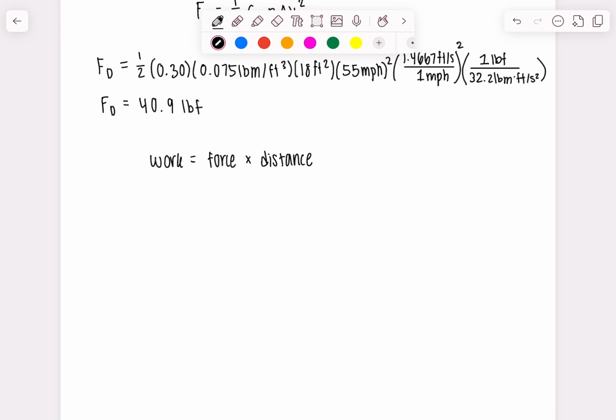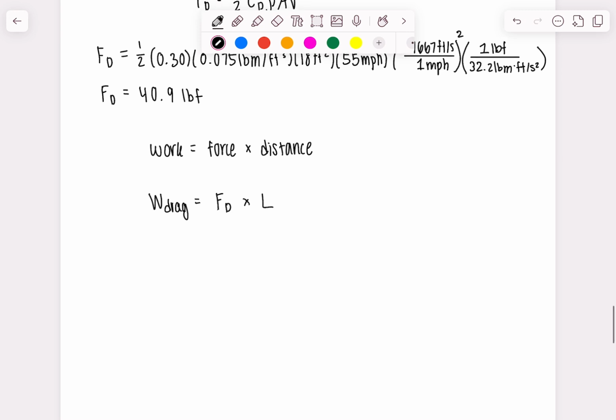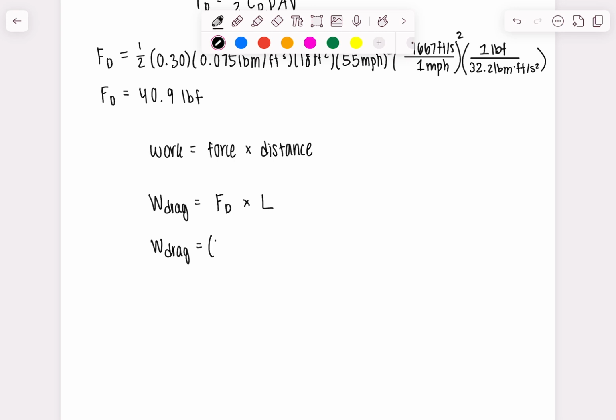And if we want to find the work to overcome the drag force, that's just going to be the drag work, which is equal to the drag force, which is what we just calculated, times the distance, which we called L. Now, if we plug in our values, our drag work is just going to be equal to our 40.9 lbf times 12,000 miles per year, and then we can convert the miles to feet, so that's 5,280 feet for every 1 mile.